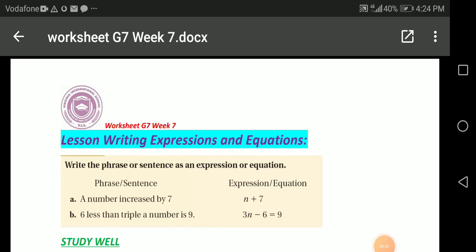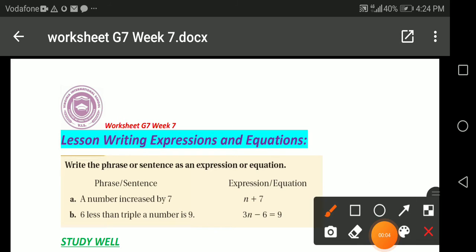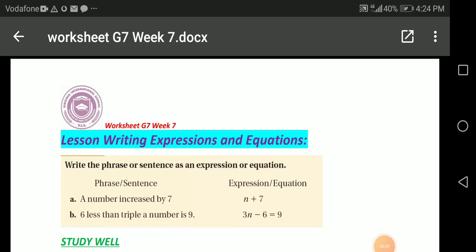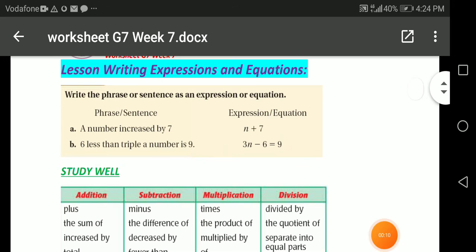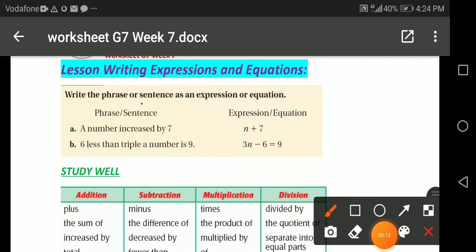I hope you are well. Today we're going to talk about a very interesting lesson. It's called Writing Expressions and Equations. So let's start. I have here some phrases or sentences. I want to write them as a number sentence.